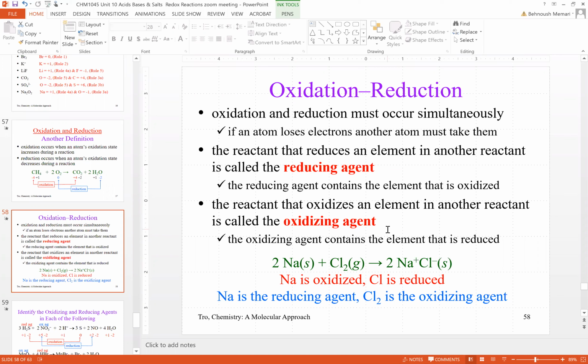What is being reduced? Cl2 is being reduced. That means it's gaining electrons; it's pulling electrons away from something else. And if it's pulling an electron from something else, it's going to make the other one oxidized. So what is being reduced is acting as the oxidizing agent.